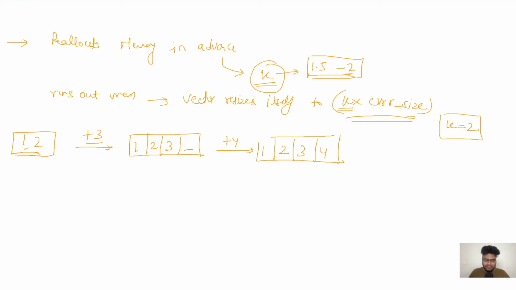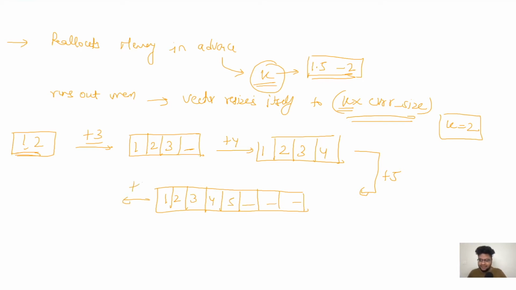Now if another element comes, let's suppose 5, the vector will again reallocate memory, and this time it will reallocate to k times 4. k is 2 in our case, so it will be 8. So the vector will reallocate three memory chunks in advance: 1, 2, 3, 4, 5, and these 3 will be empty. Similarly, if 6 is coming, it will go into this position, and then 7 and 8, and after that it will again resize to a size of 16.